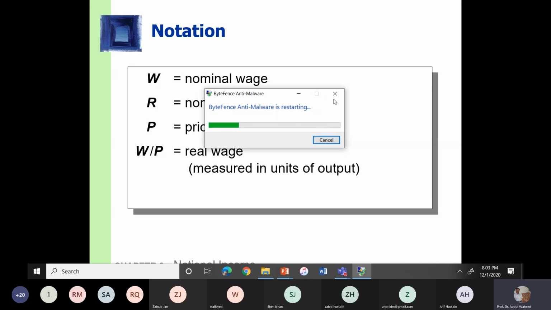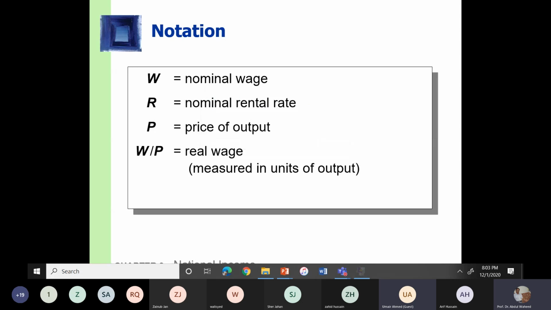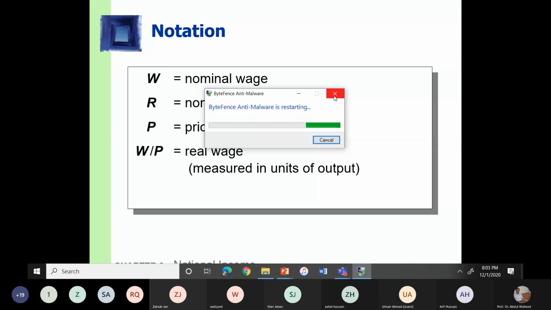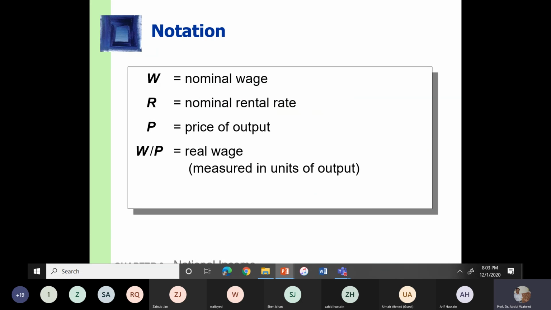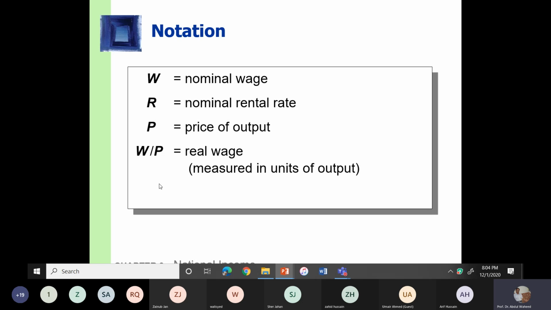So that's why, if someone says your nominal wage doubled, for economists we immediately ask what happened to the prices. Because if your nominal wage doubled and prices also doubled, this means there is no change in the real wage. So you would be getting the same amount of output.